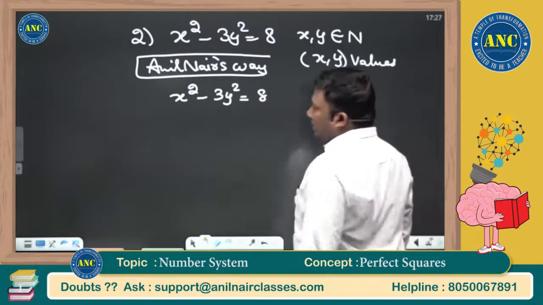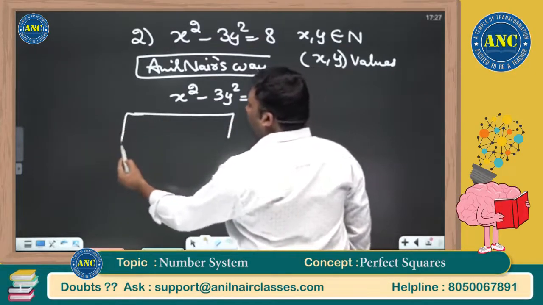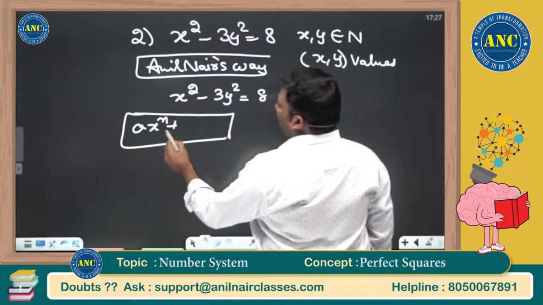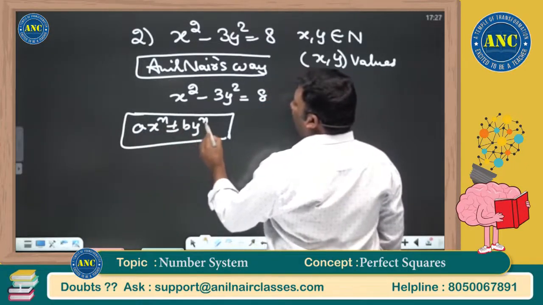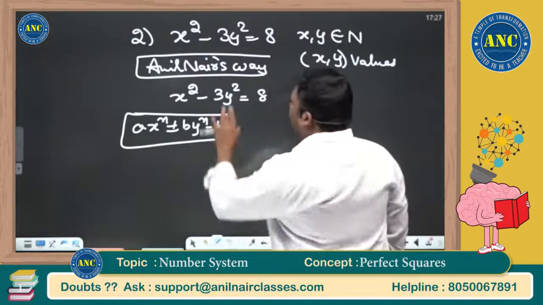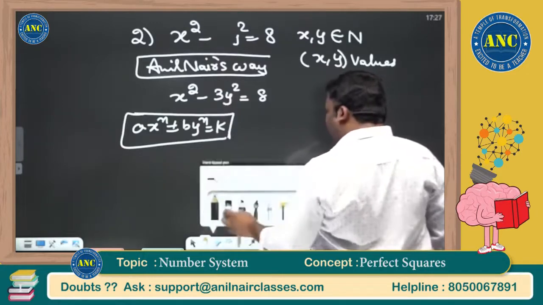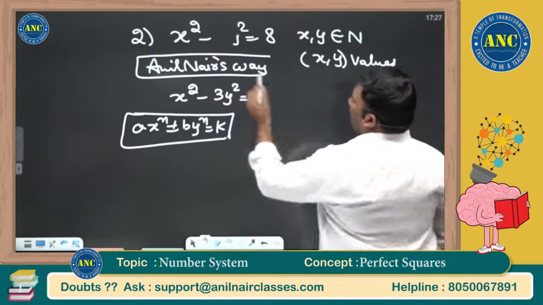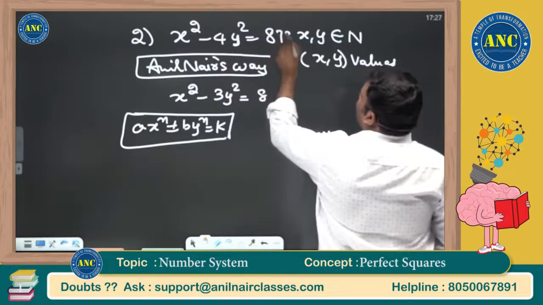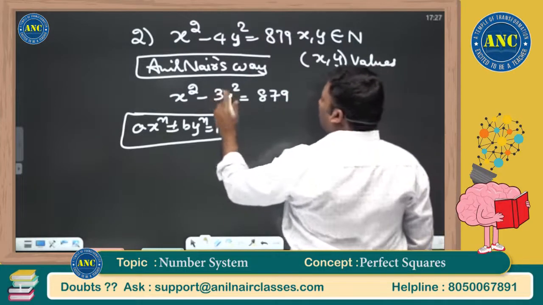Now, before we discuss this concept, we are trying to find the questions which are of the form ax power n plus or minus by power n equivalent to k. Before that, let me make it a little easy for you. Replace this 3, write it as 4. Then we will do it with 3. X square minus 4y square equivalent to 879.